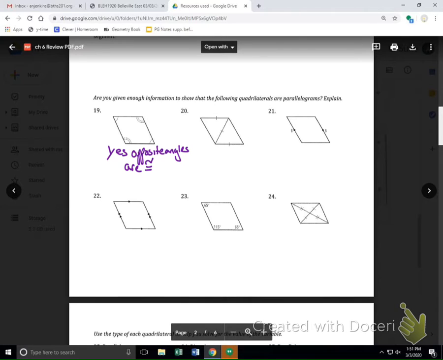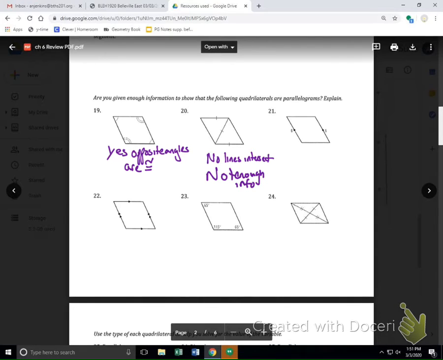Next up, we have number 20. Is this going to be a parallelogram? Yes. How do you know? Because, actually, no, because lines intersect. So you can use that one, no, lines intersect. That one could technically be a diagonal. They just didn't finish giving us information. No. So I wrote no, not enough info.